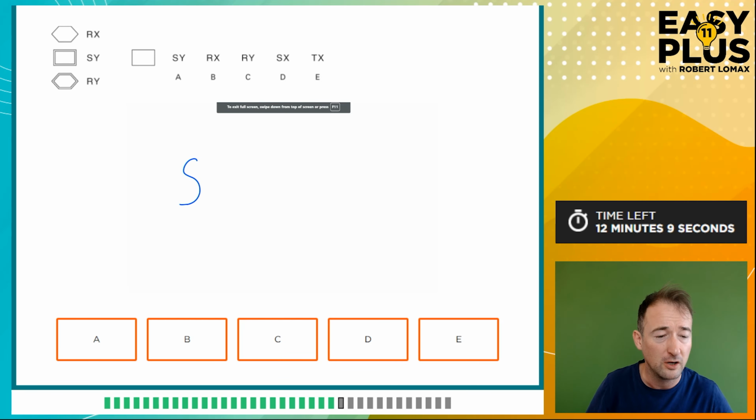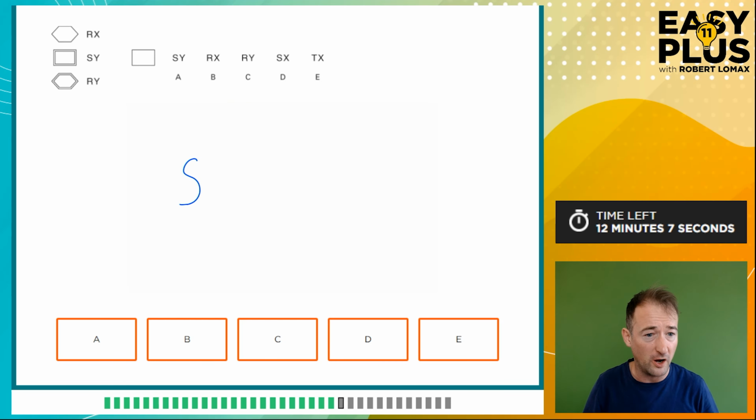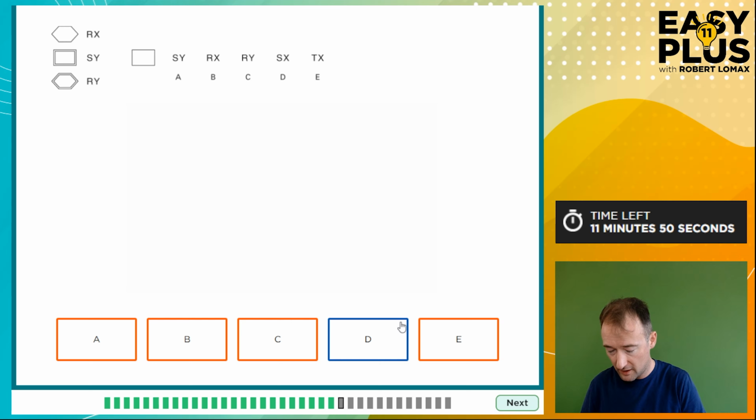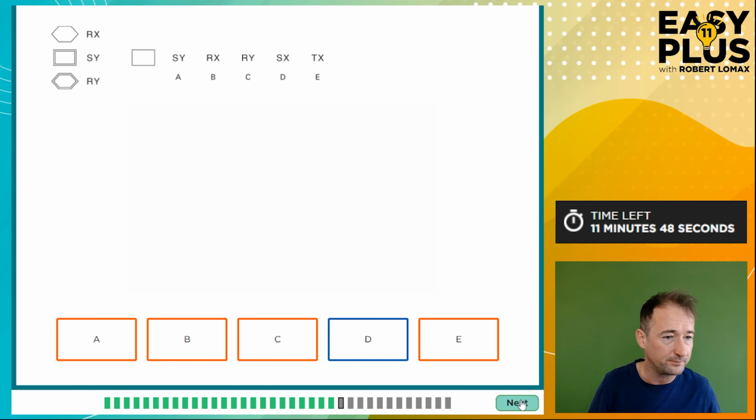Right-hand column, we've got x, y, y. So the second and third examples have something in the middle, and the top one doesn't. So x must mean empty and y must mean full. Our rectangle here is empty, so it's x. So it's going to be Sx, and that is D. So we select D and we move on.